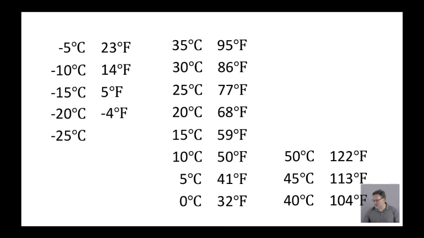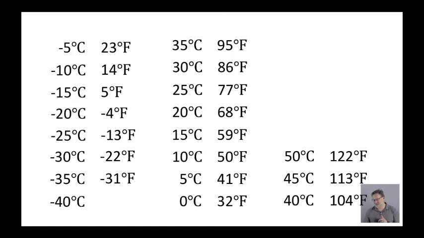Minus 25, now we're getting really cold, minus 13 degrees Fahrenheit. Minus 30 degrees Celsius, minus 22 degrees Fahrenheit. Minus 35 degrees Celsius is minus 31 degrees Fahrenheit. Now predict for me what minus 40 degrees Celsius is going to be. As it turns out, this is the only temperature at which the Celsius and Fahrenheit scales give the same numeric value.